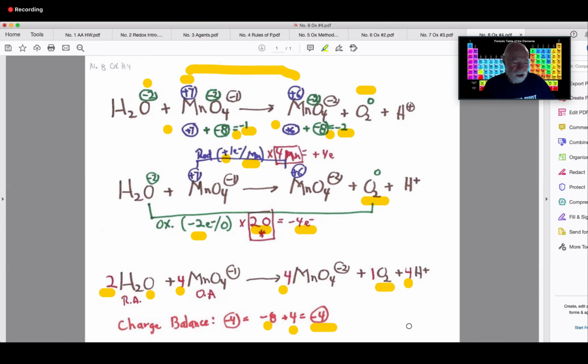Okay, as far as the agents go, let's see. Water was oxidized because oxygen went from negative 2 to 0. So if water is oxidized, it must be the opposite kind of agent, a reducing agent. And if manganese is reduced, it must be the opposite agent. So MnO4 is the oxidizing agent. Okay, that was mini superkiller. Are you ready for superkiller? Okay, here we go. The supreme challenge is coming up.